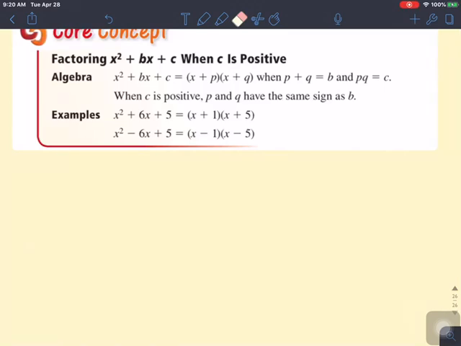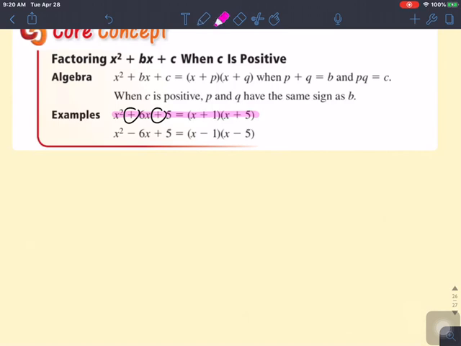Hey, Chargers, in our last video, we worked with this problem up top. Notice that it has a plus 6x and a plus 5, and we learned how to factor that trinomial. In other words, figure out what two binomials you multiplied to get x squared plus 6x plus 5.